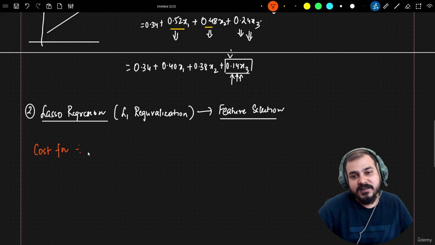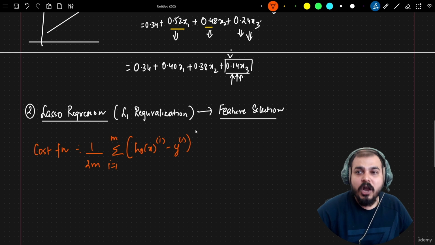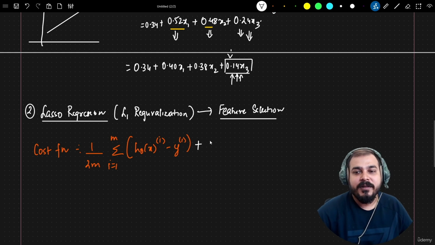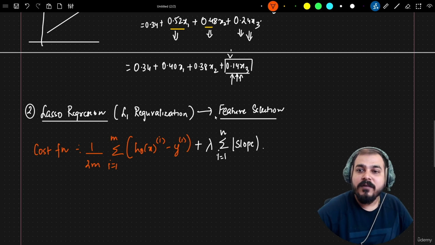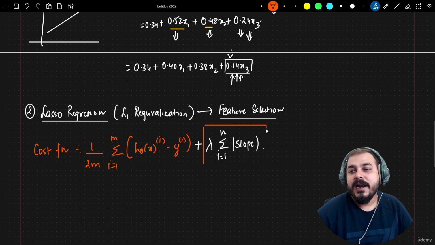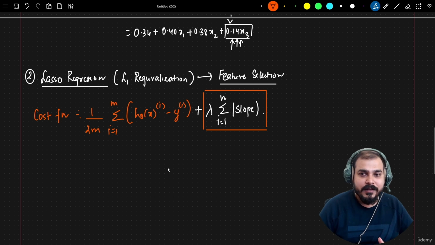Here, the cost function is 1 by 2m, summation of i equal to 1 to m, of h theta of x of i, which is my predicted point, minus y of i. Along with this, we are going to add two more parameters: one is lambda, and the second is summation of i equal to 1 to n, not slope square, but magnitude of slope. With the help of this equation, we will do some feature selection. Feature selection basically means the features that are not that important will automatically get deleted, and features that are very, very important will be considered.